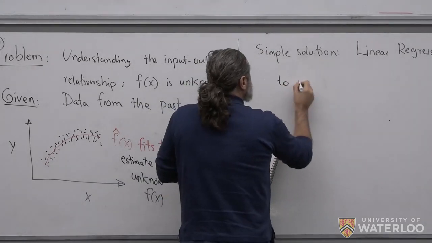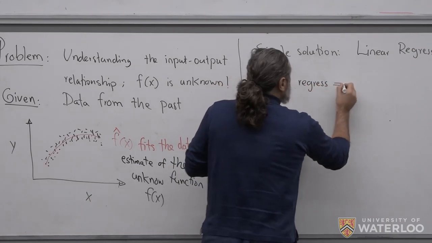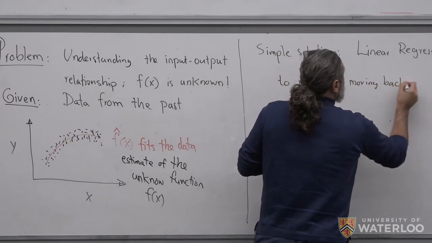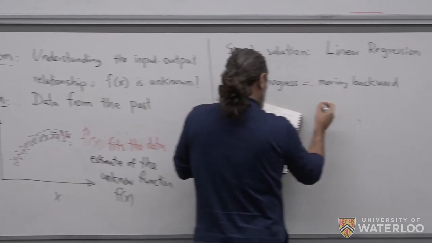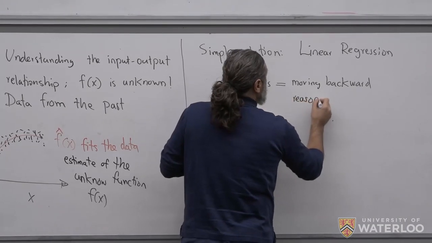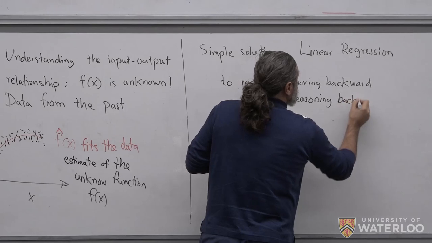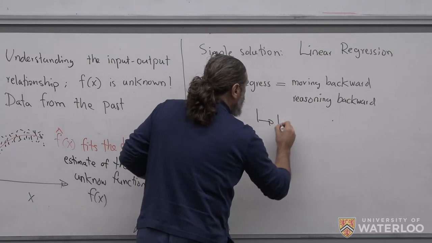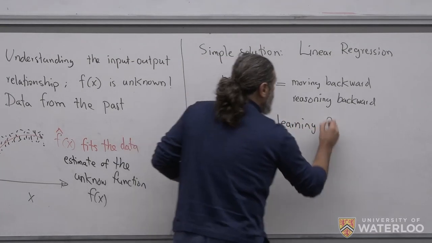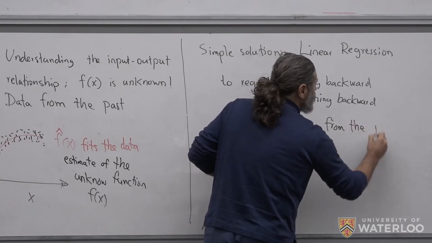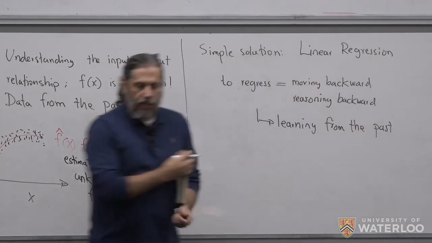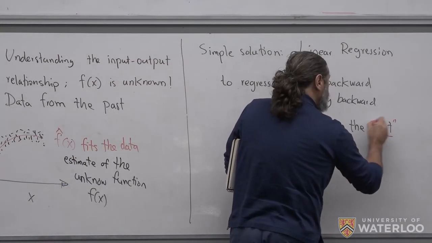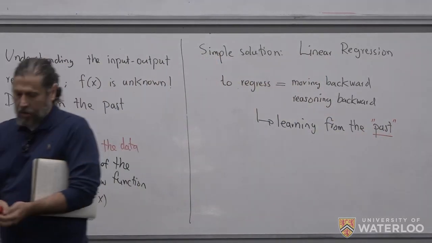If you look into the dictionary, to regress means moving backward. Moving backward, or reasoning backward. So basically, it means learning from the past. And the past has a special place for us. The past is everything we have in AI.